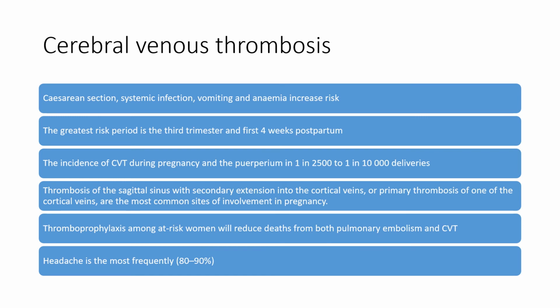Cerebral venous thrombosis, so commoner, increased risk in people who've had cesarean sections, systemic infections, vomiting, and anemia. Greatest risk period is the third trimester and the first 4 weeks postpartum. Incidence during pregnancy and the puerperium is 1 in 2,500 to 1 in 10,000 deliveries. Thrombosis of the sagittal sinus with secondary extension into the cortical veins, or primary thrombosis of one of the cortical veins, are the most common sites of involvement in pregnancy. Thromboprophylaxis should be given to high-risk women, which will help reduce death from PE and cerebral venous thrombosis.